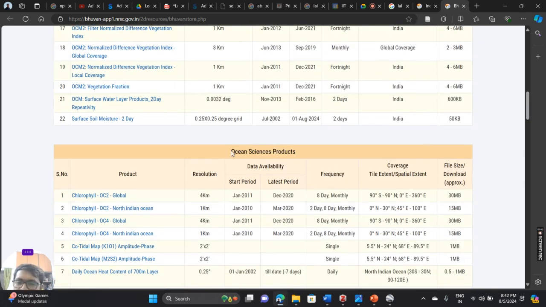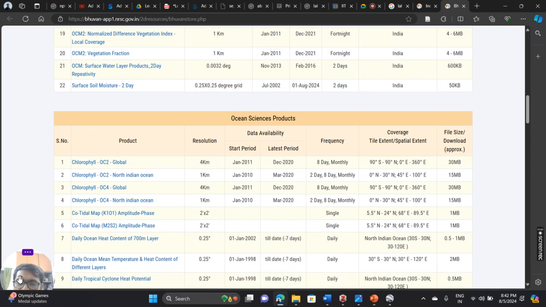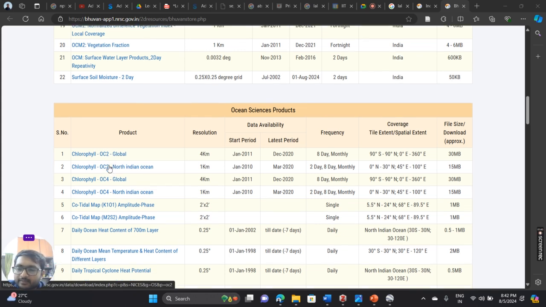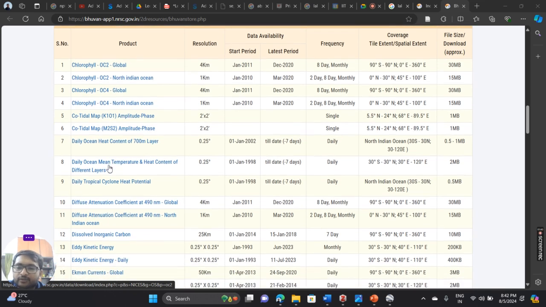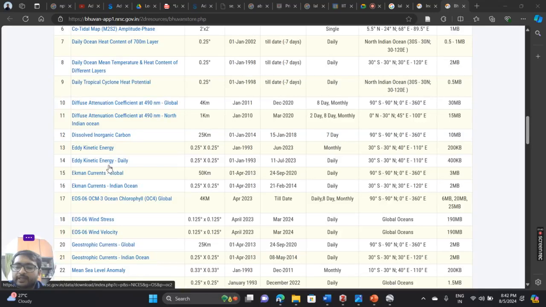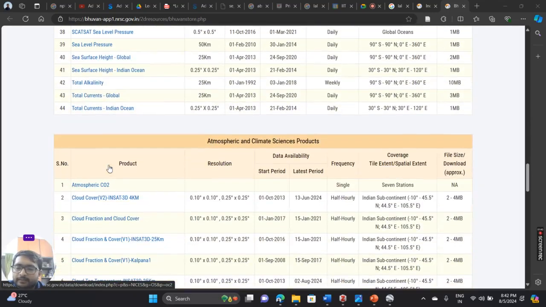Then we have ocean science products. So if you want to work on the oceans, then these parameters are for that. You can see the chlorophyll, which is available on the ocean surface at global level or for the North Indian Ocean, and then the colors, then the tidal map. So various parameters related to the ocean you can see over here. So the first product was on satellite images, the second was on terrestrial products, the third was on oceanic products.